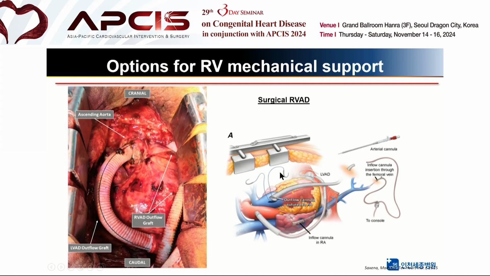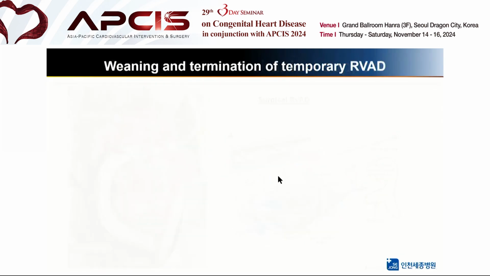And surgical RVAD placement shows the inflow cannula in the right atrium, and then via the femoral vein, and the outflow cannula connected to the pulmonary artery. This setup provides robust RV support in conjunction with the LVAD, especially in case of severe biventricular failure. And I will show you this case, CentriMag support for RV, and then LVAD case.